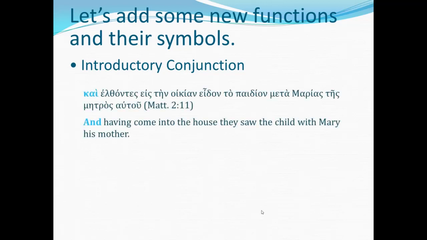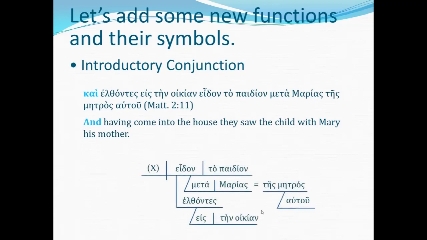What happens when a sentence starts with a conjunction? A conjunction joins its clause to what precedes, but when a sentence starts with a conjunction, you can't join it to the preceding sentence because you have to start a brand new sentence diagram. So how do we diagram the first conjunction that opens many, if not most, sentences in the Greek New Testament? Well, let's take an example, again, from Matthew 2, where we've been working. A little fuller expression of the sentence we just worked with says, and having come into the house, they saw the child with Mary, his mother. And that sentence starts with the conjunction kai.